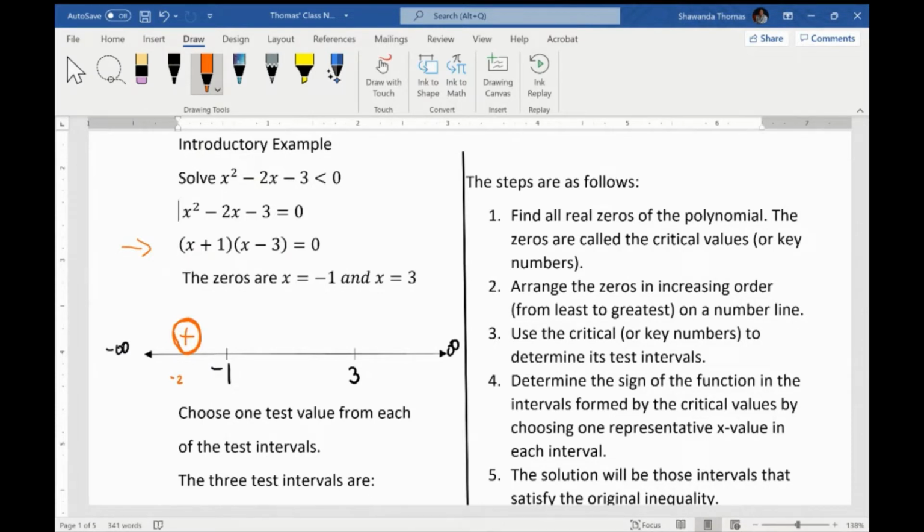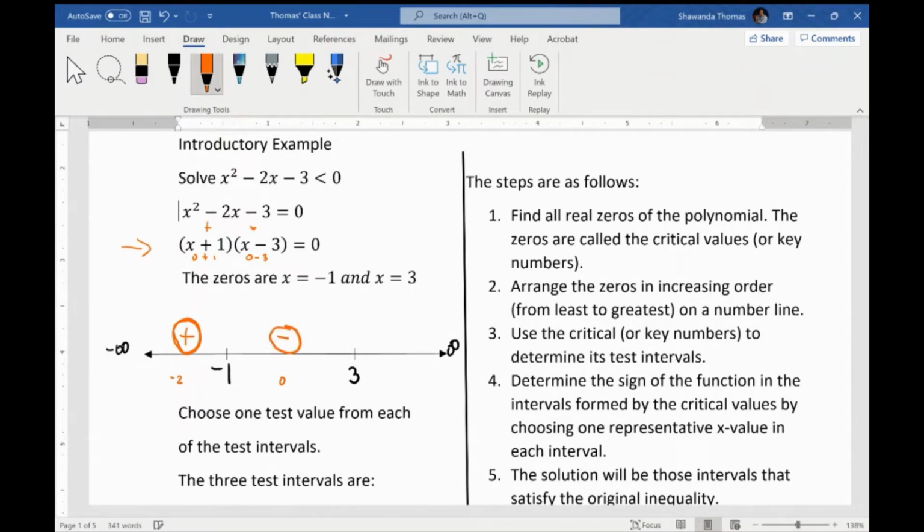If we plug in 0 to the first parenthesis, will we get a negative number or a positive number? A positive number. If we plug in 0 into the second parenthesis, will we get a negative number or a positive number? A -3. So what's positive times negative? A positive number times a negative number is negative.